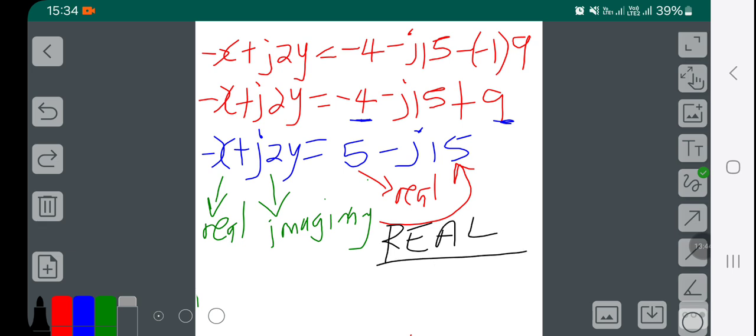What is the real number on the left hand side? The real number, it's minus x. Then what is the real number on the right hand side? It's positive 5. So therefore, obviously our x is negative 5. Just simple like that. So this is how you find your x.